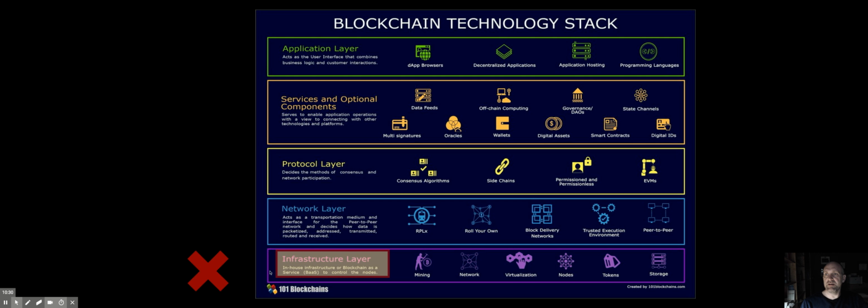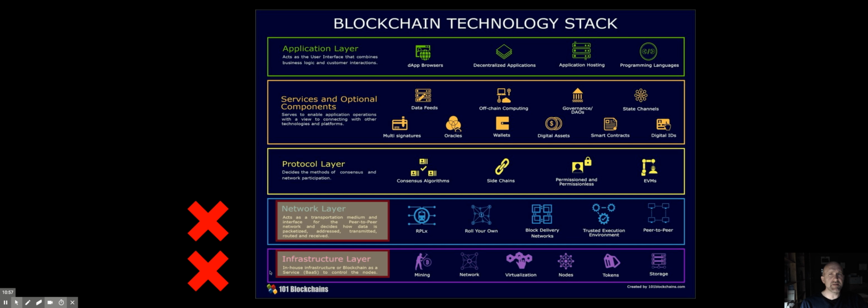The next question is the network layer, right? So that's basically the questions of the execution environment, the peer-to-peer environment and all that. Is that something that you as a blockchain firm, or an entity that wants to create a service on the blockchain, wants to deal with? The answer is usually no. It's also not yours. Then comes the protocol layer. So that is where you ask about the consensus methods, network participation, and so on and so forth.